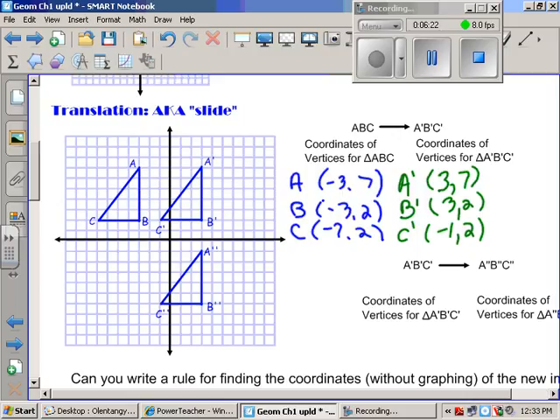Now, take a look at those points, and don't think about it moving on the graph, but think about it mathematically. How do we change these coordinates into these coordinates mathematically, like adding, subtracting, multiplying, dividing? How do we change them? Take a second. You take x and add 6. So -3 plus 6 is 3, -3 plus 6 is 3, -7 plus 6 is -1, so that works. So we're going to add 6. How about to the y's? They just stay the same, right? 7, 2, 2. Stay the same.